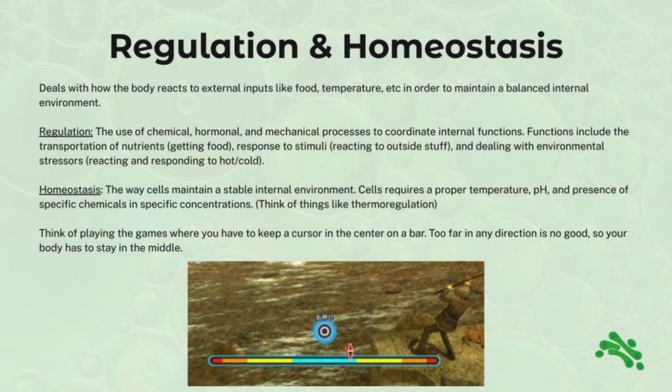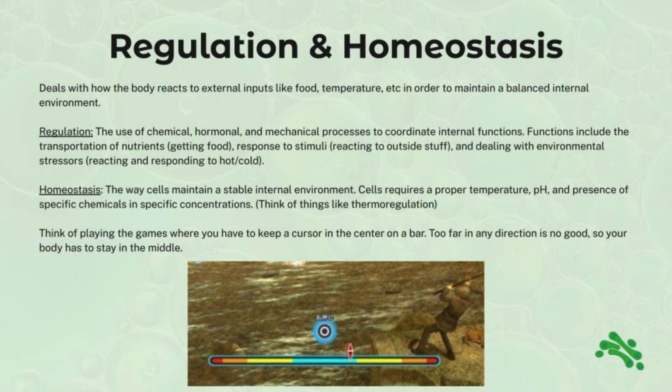Regulation and homeostasis. So these two are really closely related, and they actually used to be separate, but they've been lumped together now. And it just deals with how the body reacts to external inputs like food, temperature, and other things like that to maintain internal balance. Homeostasis itself is just the balancing act of your cells to maintain a stable internal environment. So this means the right temperature, pH, presence of chemicals in the correct concentration. Think of like thermoregulation. Regulation is a broader term, and homeostasis is kind of tucked in underneath there.